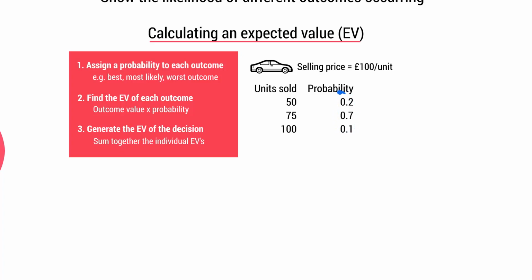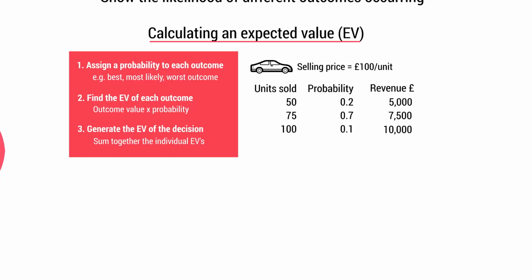So the first step that we need to do, we've already done, because that was to assign a probability to each outcome. The second step is to find the expected value of each outcome. And the first thing we need to do for step 2 is to calculate the outcome value, which we can do by multiplying the number of units sold by the selling price per unit to give the outcome value. So 50 units multiplied by £100 is revenue of 5,000. 75 multiplied by 100 is 7,500, and so on.